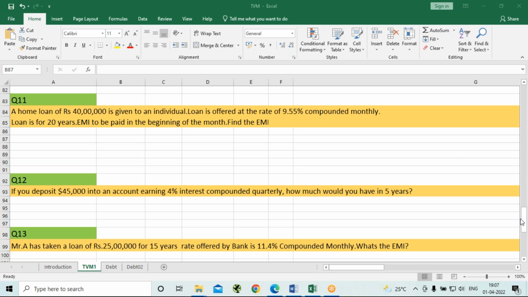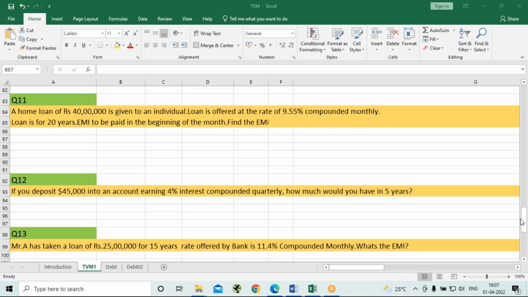Can anyone try? The answer is there on the screen itself. Is there anyone online? So is it equal to future value? It is not equal to future value.